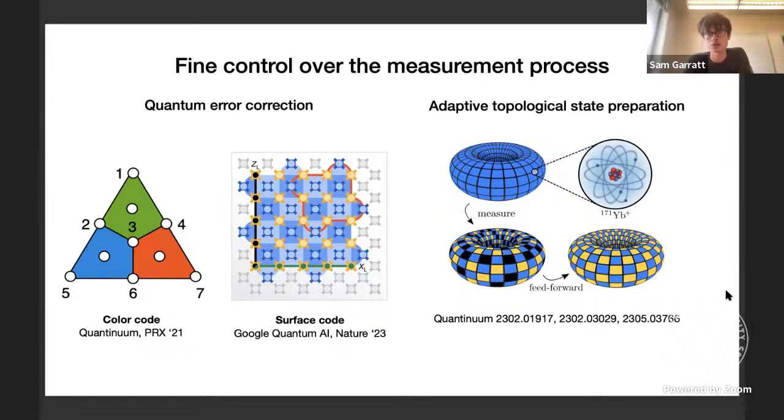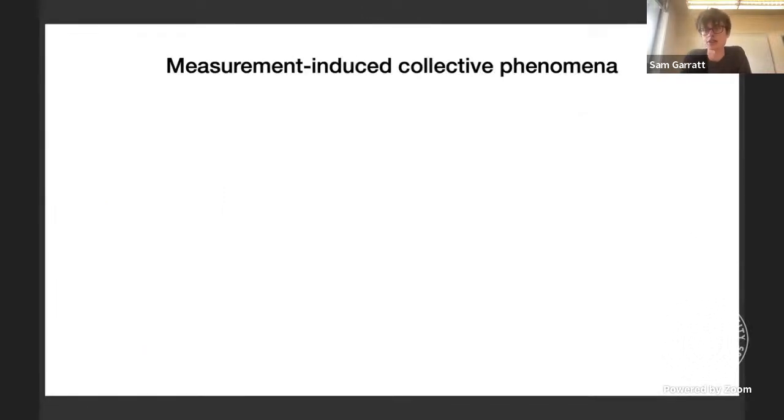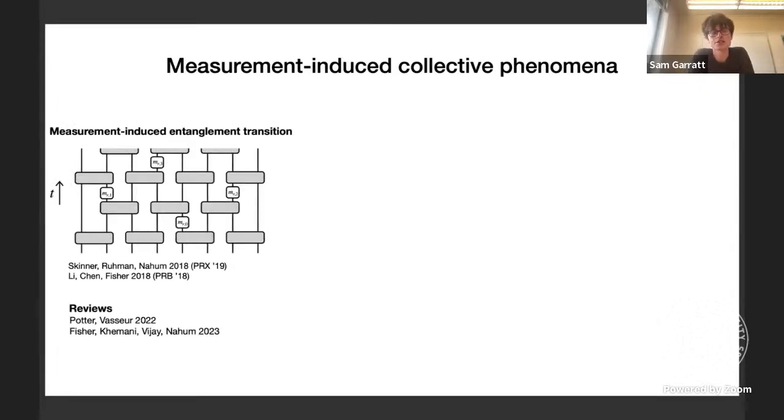So the class of problems I'm going to be talking about today originally start with the measurement-induced phase transition. So I'll call them measurement-induced collective phenomena. In this setting, what I'm interested in is not using measurements to create something I'd decided on in advance. What I'm talking about here is taking a many-body quantum system and asking how it responds to measurements. In particular, I'm going to be asking how these many-body systems respond to large numbers of measurements. One example of where this arises, as I mentioned, is the measurement-induced entanglement transition.